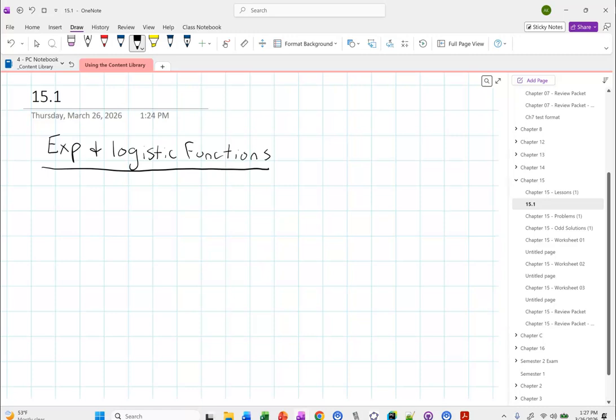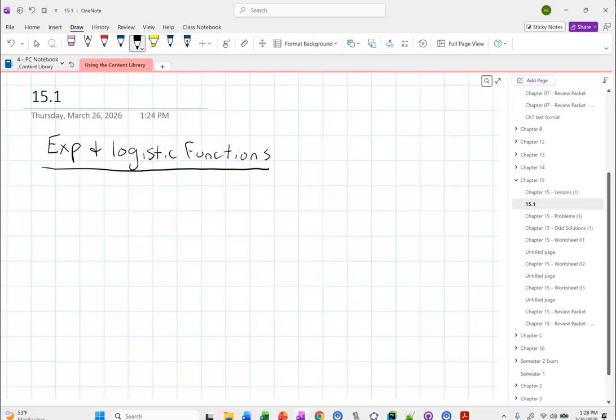In chapter 15, we're going to talk about exponential functions, logistic functions, and logarithmic functions. Woof, that's a lot of stuff. In addition to that, we're going to talk about some applications into financial mathematics. So we'll be talking about compound interest and annuities and investments and depreciation and appreciation and dealing with some financial applications here. So it's got a lot of stuff here in chapter 15.